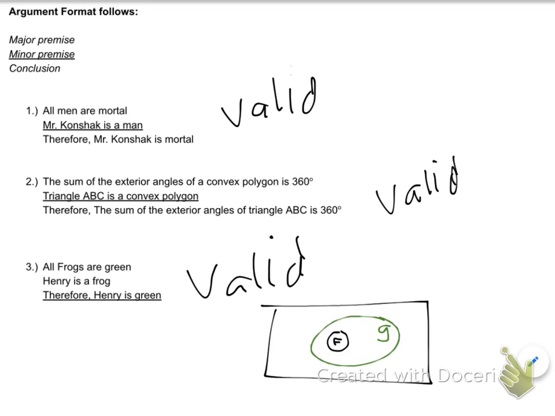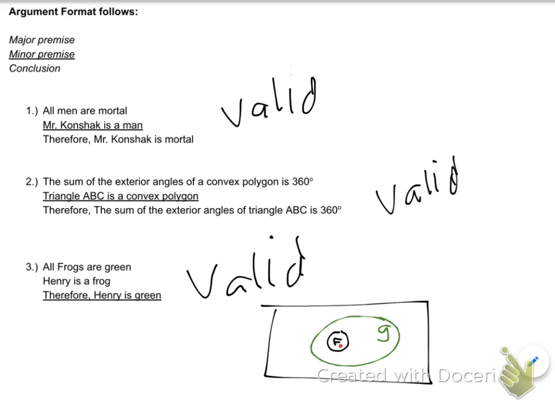Frogs are entirely within that circle. And if Henry, watch this, happens to be a frog, so he's the dot inside of F, which makes him a frog, which also therefore makes him green. Okay? So it works like that, inside to outward, that you're more inclusive as you get closer and closer.